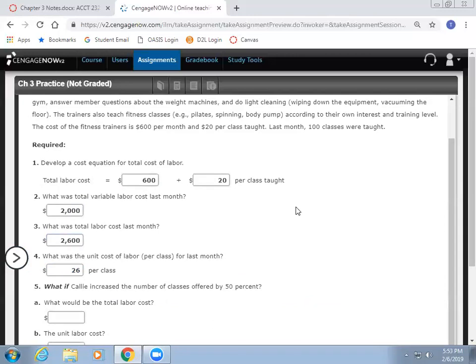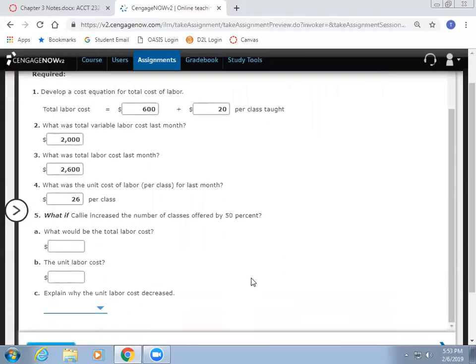Well, on 5, it says, what if Cali increased the number of classes offered by 50%? Well, again, when we are able to establish a basic cost equation, we can plug in any number of outputs we want and recalculate total variable and total cost. So here, all they're saying is instead of teaching 100 classes, she taught 50% more. So how many classes were taught? 150, right? So all you're changing there is your output. So it's still 600 plus now you're saying 20 times 150.